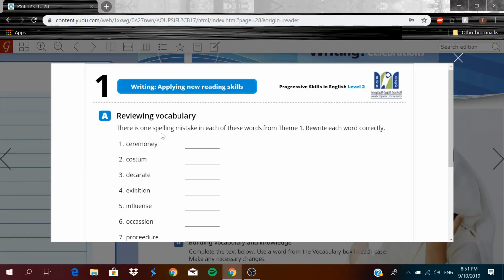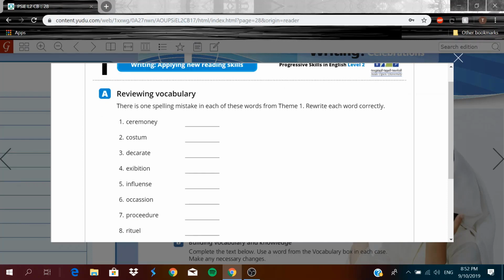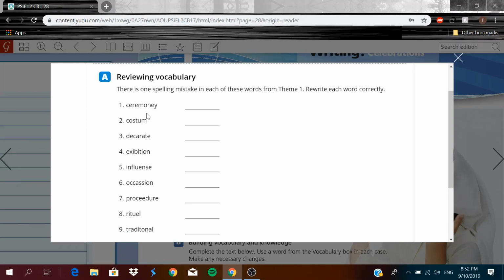We're going to start with a really simple exercise. Here we have one spelling mistake in each of these words, so we have to rewrite each word correctly. So what's the first word called, you guys? And can you tell me the mistake? It's pronounced ceremony, right? And money, you guys know what money is, so that's wrong. That extra E, we don't use that.